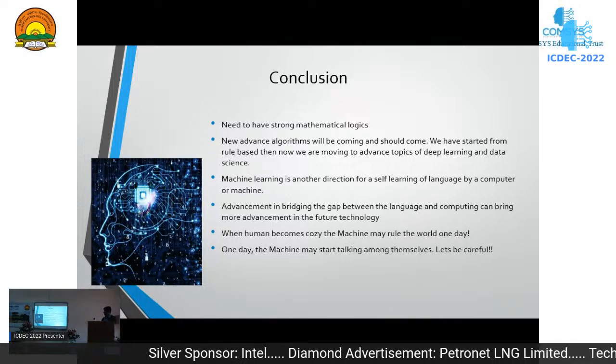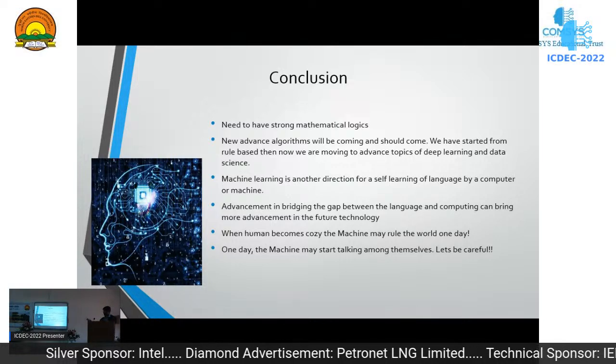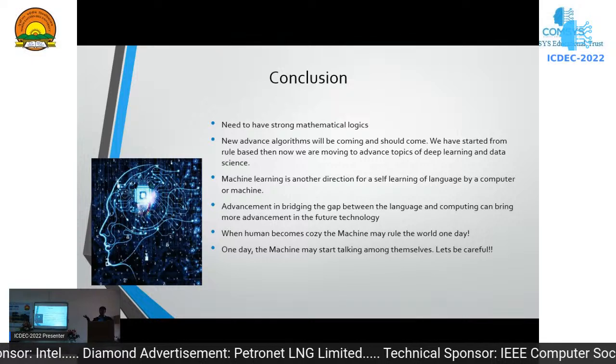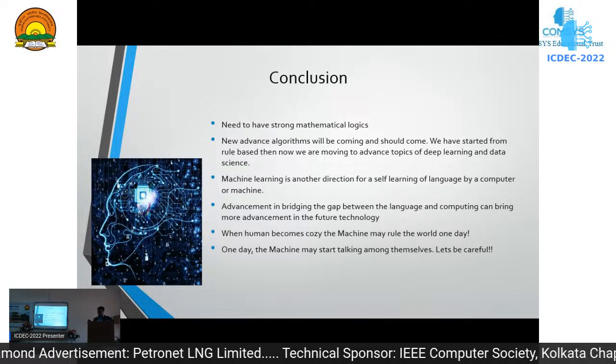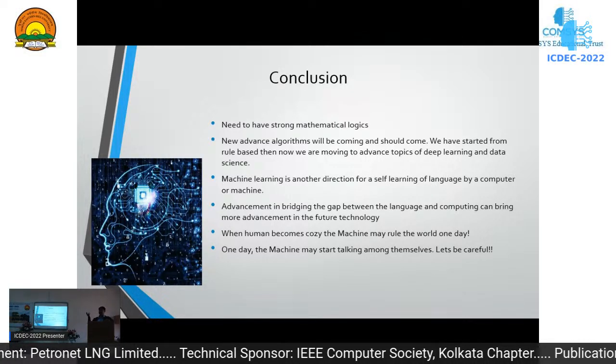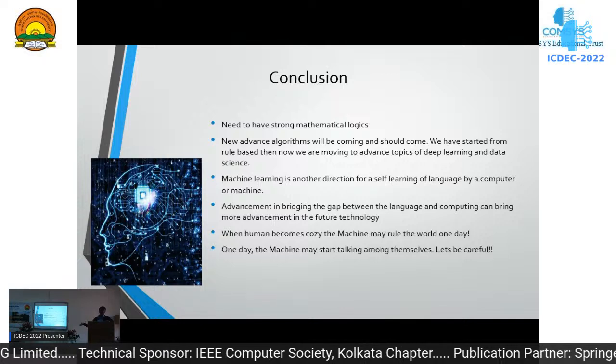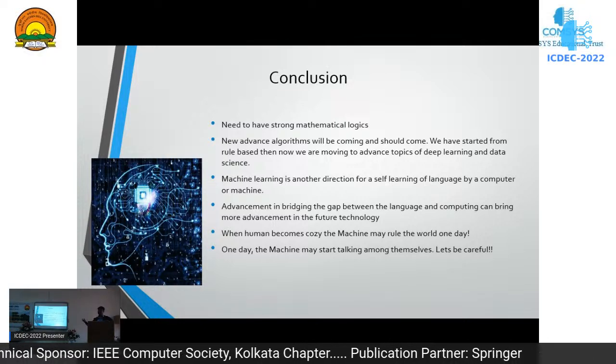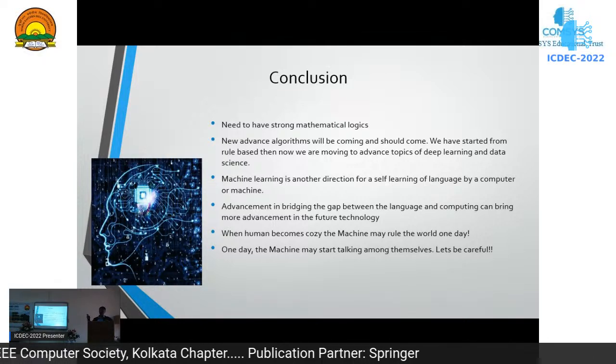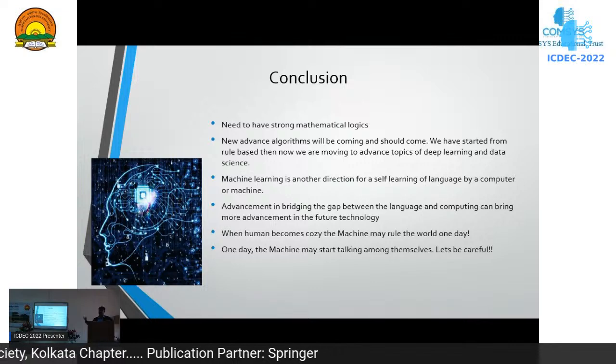So one day the machines may start talking among themselves. They may start designing an algorithm among themselves. They can start designing an advanced algorithm, maybe very deep learning among themselves. They can design something which is very efficient among themselves, which will be very scary to us.